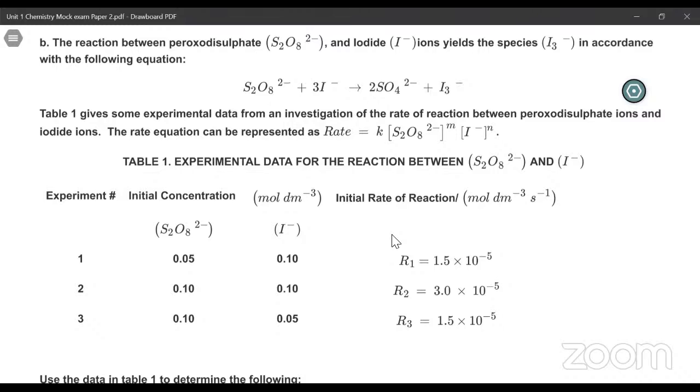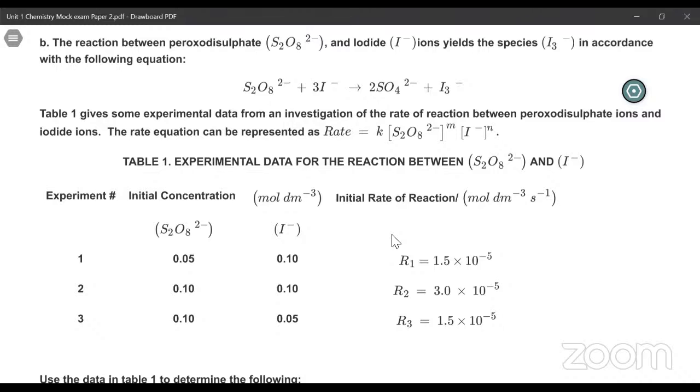Table 1 gives some experimental data from an investigation of the rate of reaction between the peroxide disulfate ions and the iodide ions, right? And the rate equation can be represented as rate is equal to k times the concentration of the peroxide disulfate ion to the power m, times the concentration of the iodide ions to some power, right? So you need to examine the table and actually understand what it's saying.